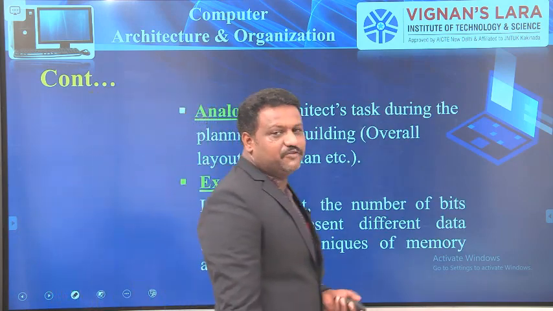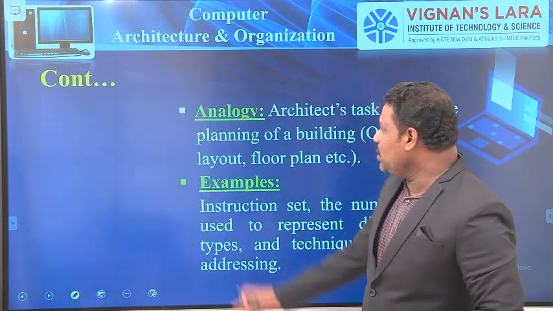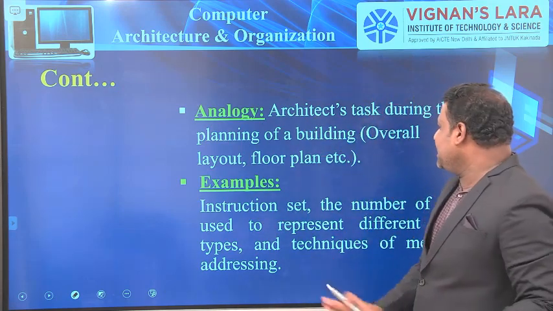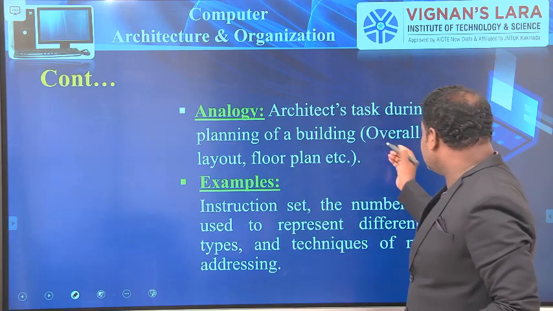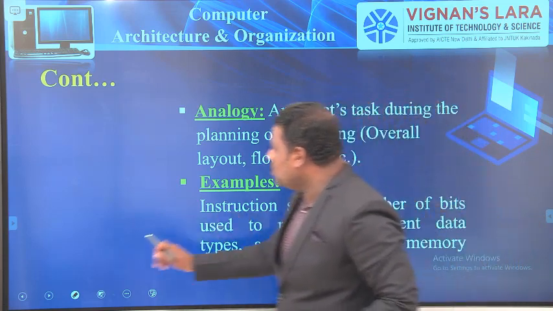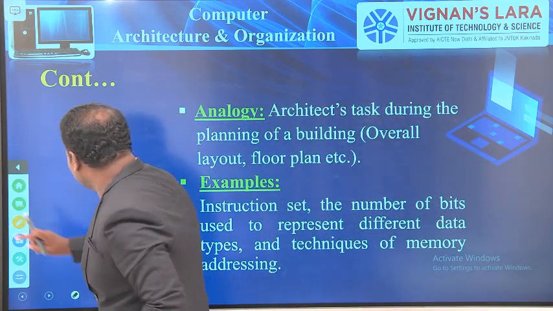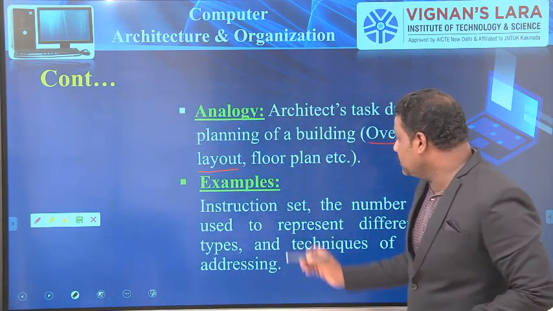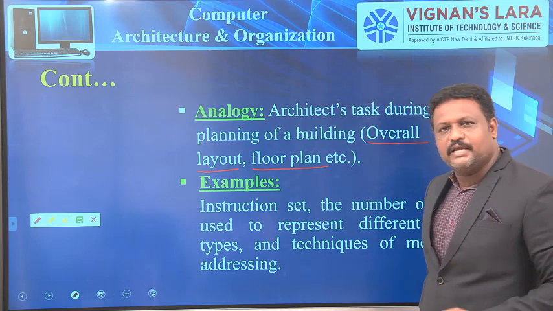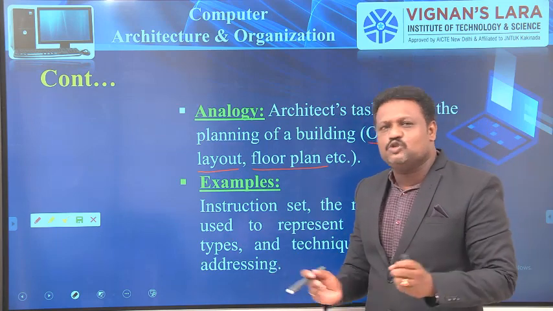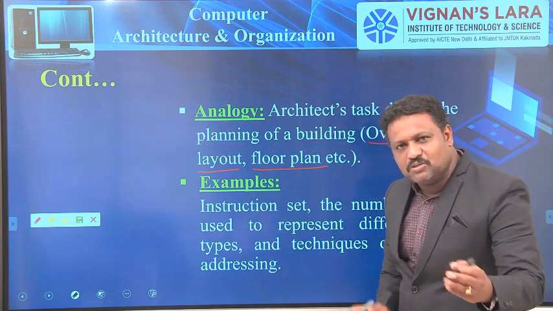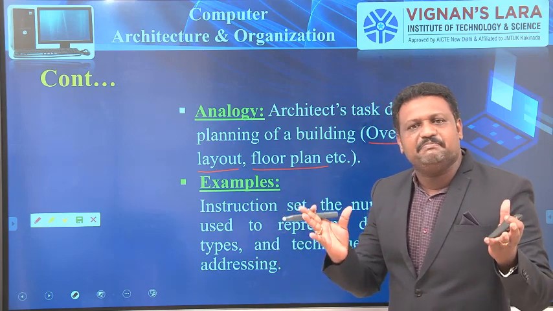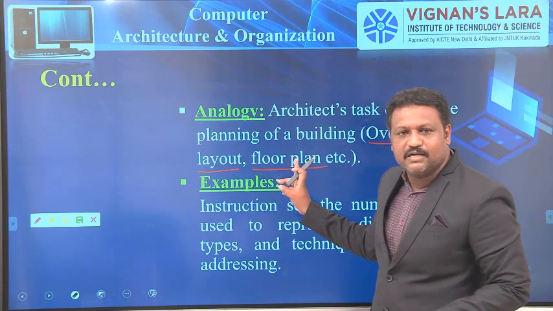What is the analogy for this? The analogy for computer architecture is the task of an architect during the planning of a building, that is, the overall layout of our building. You can give that plan, as well as a floor plan. You can also mention the sizes of the rooms, where we have a door or where we have a window. All this type of plan can be provided by an architect, right?